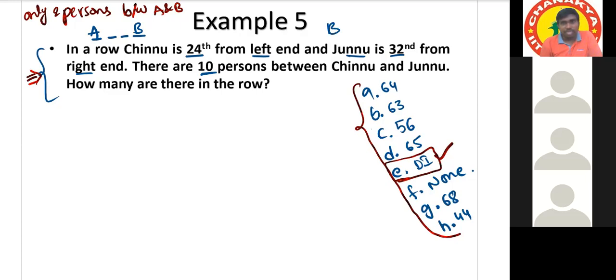So it can be B with the 2 places gap, and it can be A also. So both the arrangements are correct for the given statement. For the given statement, both the arrangements are true. Yes or no? Yes, sir. These two arrangements are same or different? Different, sir.